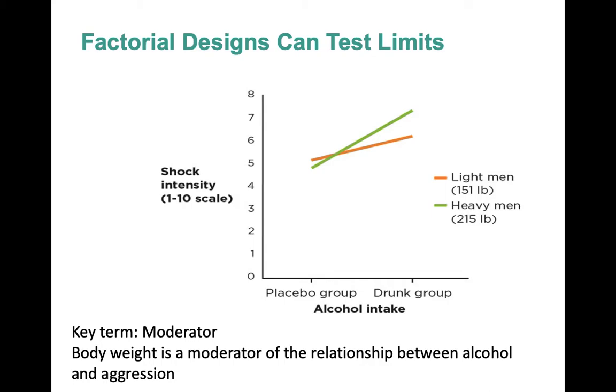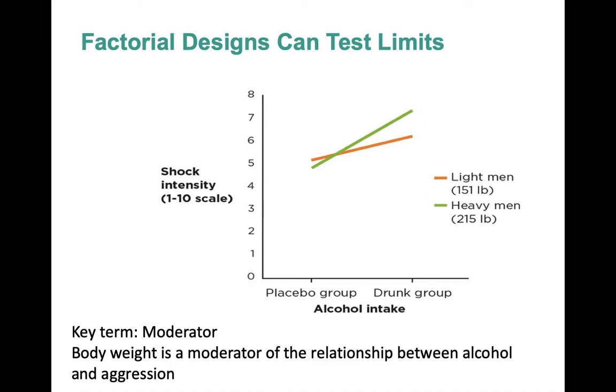I would think that alcohol would affect the light men more, right? They likely have less of a tolerance to the alcohol because of their lower body weight. But for whatever reason, you see that there's an effect of drinking the alcohol. If we look at the bars for light men, we've got a smaller effect, where they are delivering a higher intensity of shock when they're drunk. But for heavy men, you really get that effect. Look at the increase from the placebo group to the drunk group. So there's a stronger effect of being drunk on aggression for heavy men than there is for light men.